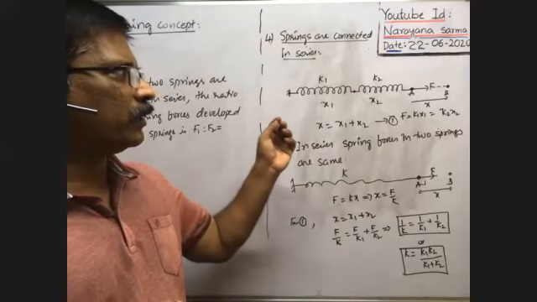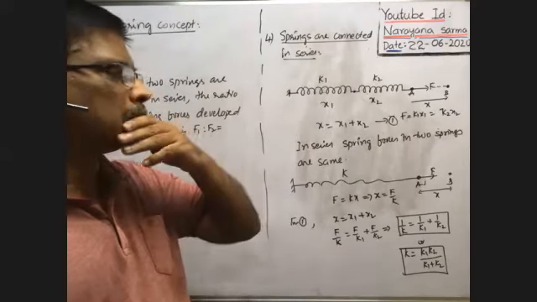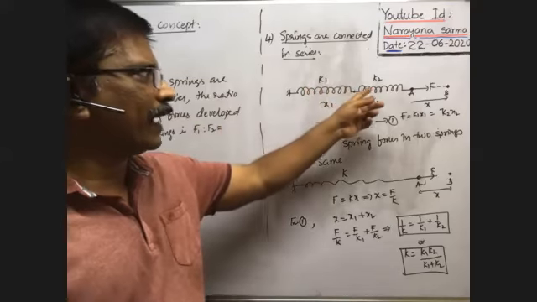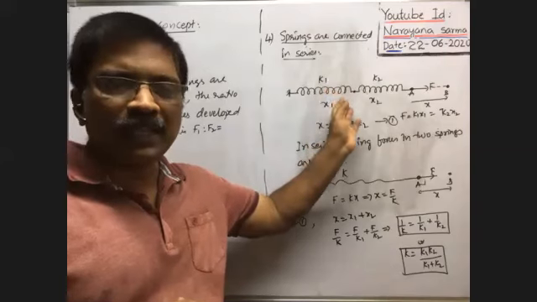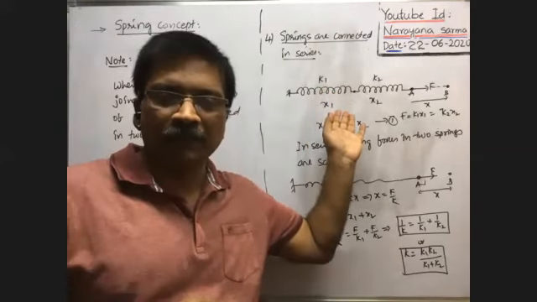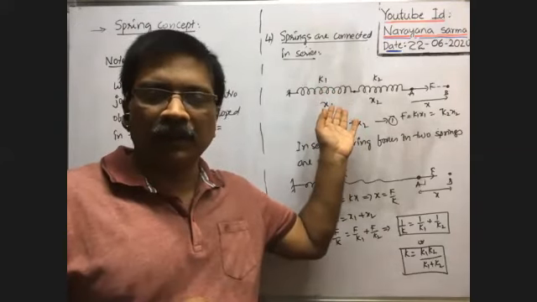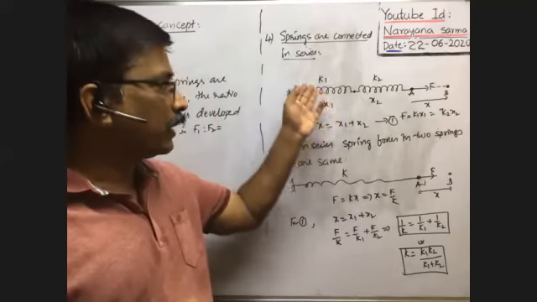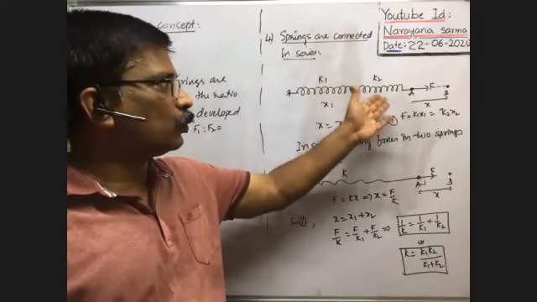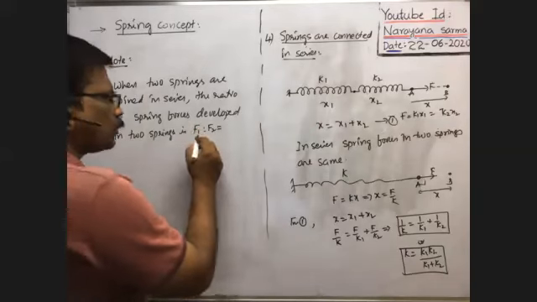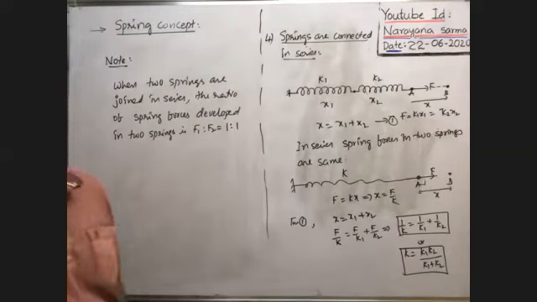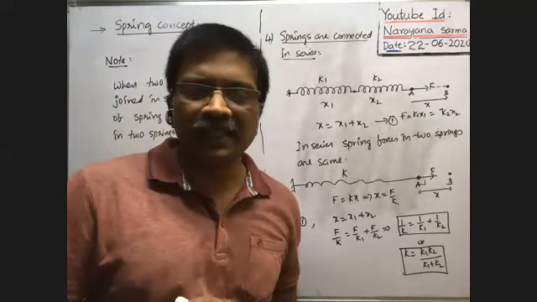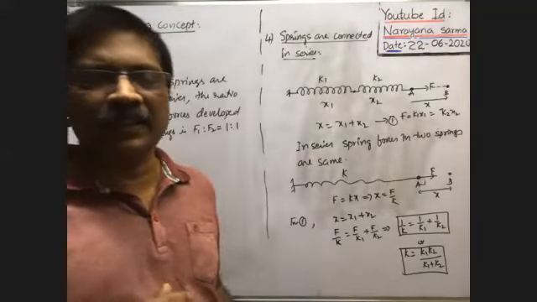What is the ratio between them? When two springs are joined in series, as I already said, the same spring forces are developed in both the springs. 1:1. Very good. Same spring forces are developed in the two springs. That's why the ratio between the spring forces is simply 1:1.